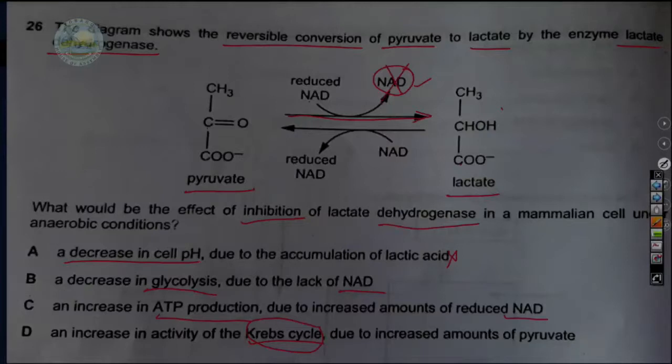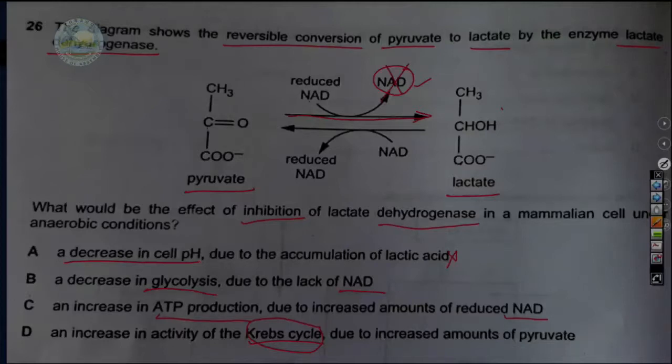When we look between B and C, for C, an increase in ATP production. Will we get ATP production if we cannot have the NAD being formed to be able to go back into glycolysis to continue to reduce the molecule? All right?